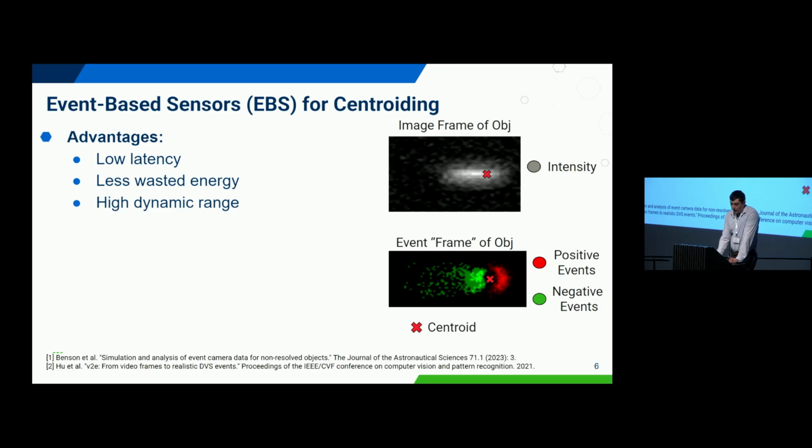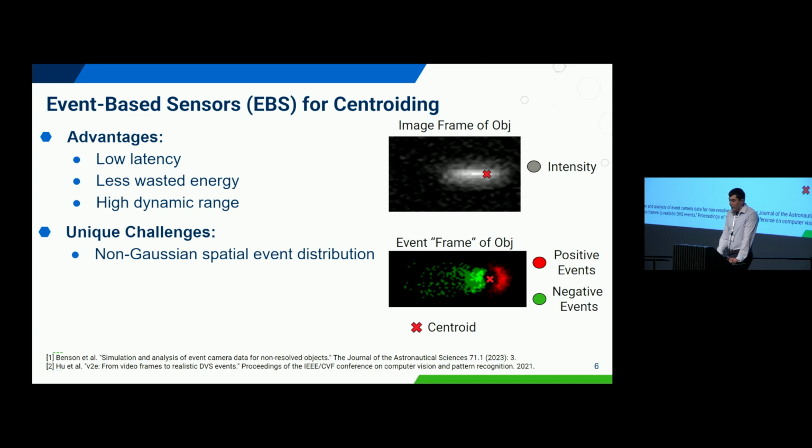So this led us to utilizing event-based sensors for centroiding, where event-based sensors trigger events based on whether the intensity changes by a thresholded amount. The biggest advantage of these sensors is their low latency. If we see this image frame of a blurred object, in the corresponding event frame you can more clearly see where the centroid would be located. Additionally, since events only trigger when something happens, there's less wasted energy in background pixels, and they typically have a higher dynamic range. Because of this, event-based sensors are well fit for centroiding.